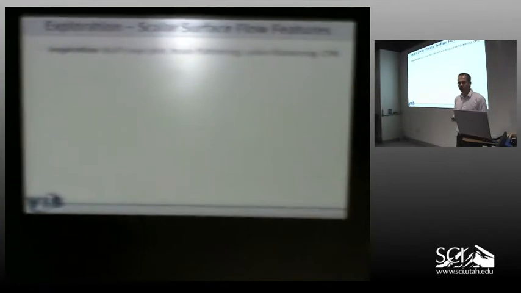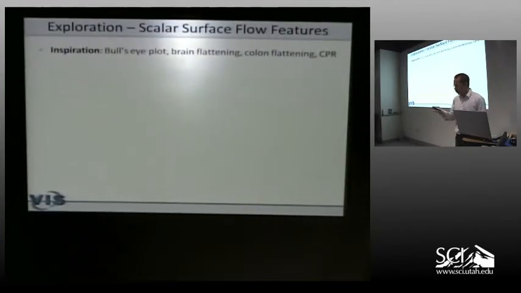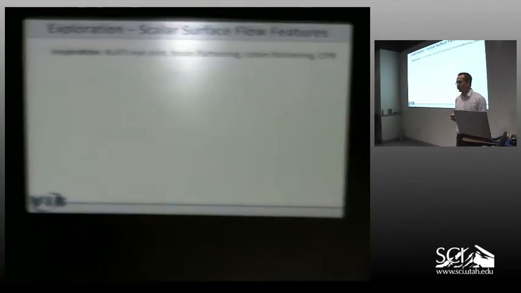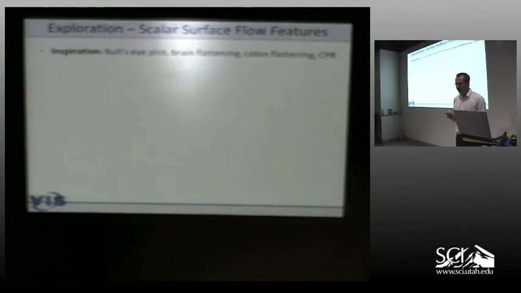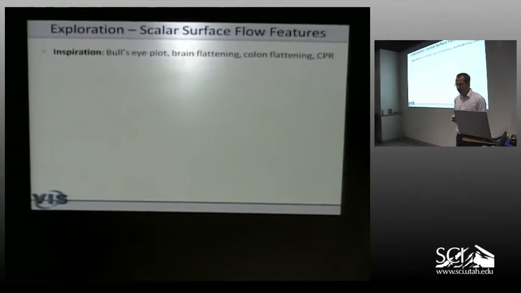In cardiology, the bullseye plot is very famous to summarize information of four slices of cardiac imaging. Brain flattening is very often used in neuroscience. Colon flattening was developed by Anna Vilanova as an example for summarizing virtual colonoscopy results, and this made it later into a product. It was not only a paper, but something that Chris would consider a success story. And curved planar reformation is also a success story, again something which is now part of many products, a kind of map visualization of vascular structures.